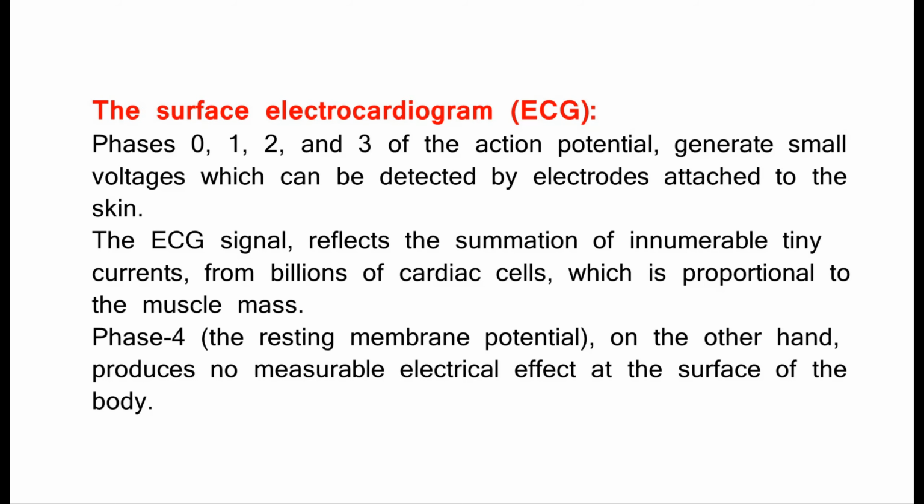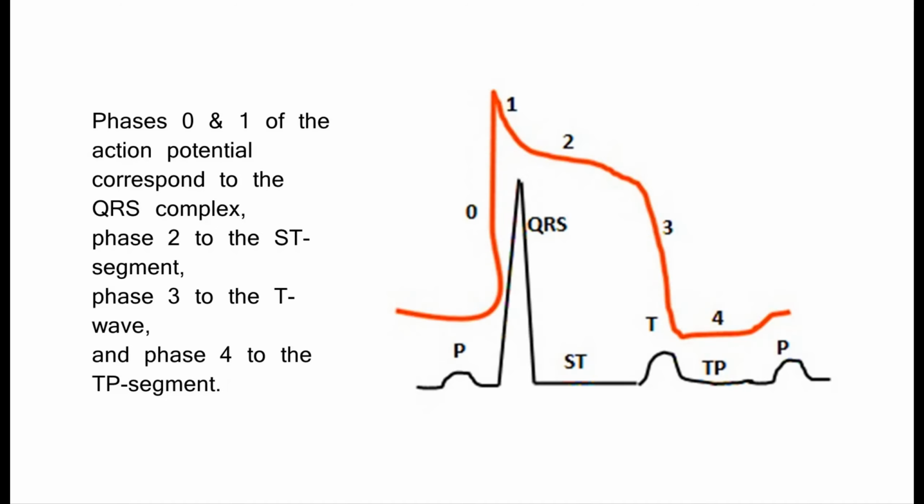The surface electrocardiogram, ECG. Phases 0, 1, 2, and 3 of the action potential generate small voltages which can be detected by electrodes attached to the skin. The ECG signal reflects the summation of innumerable tiny currents from billions of cardiac cells, which is proportional to the muscle mass. Phase 4, the resting membrane potential, on the other hand, produces no measurable electrical effect at the surface of the body. Phases 0 and 1 of the action potential correspond to the QRS complex.